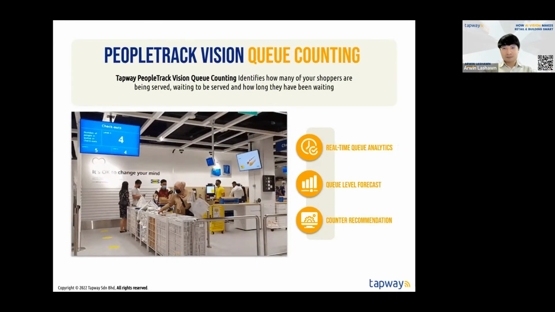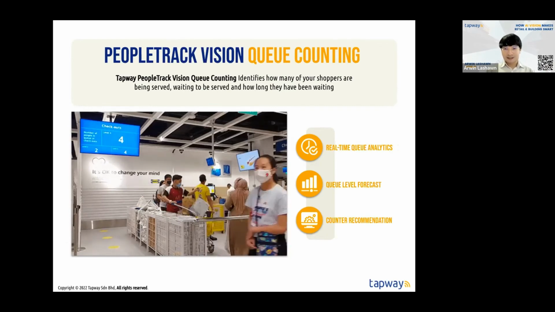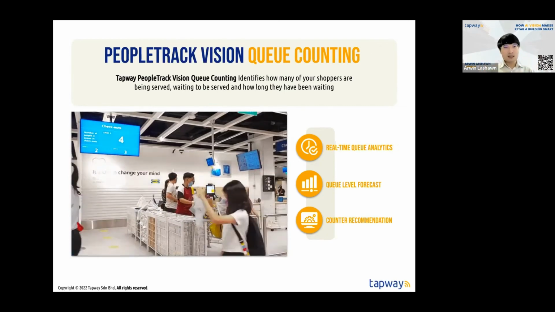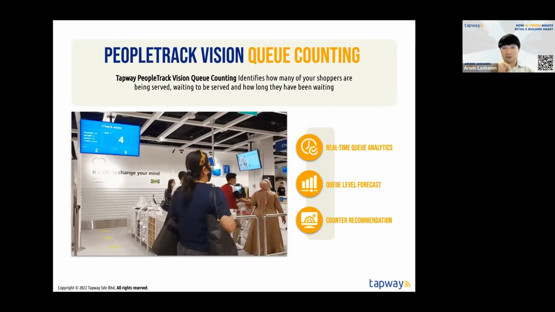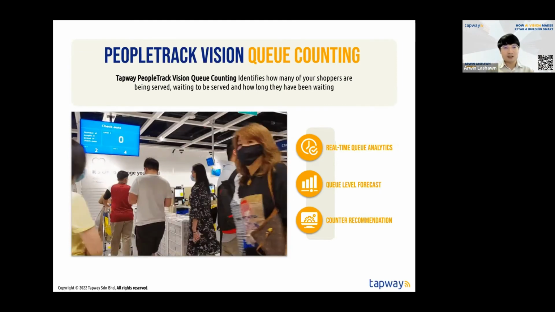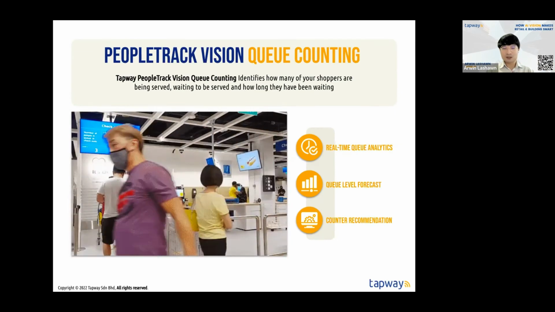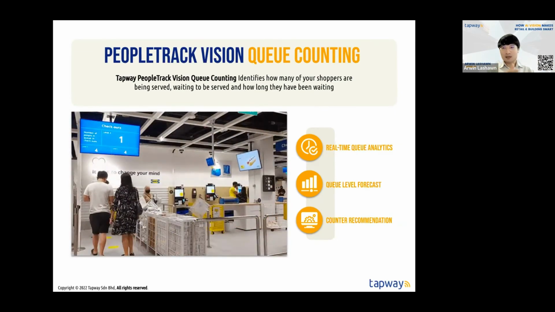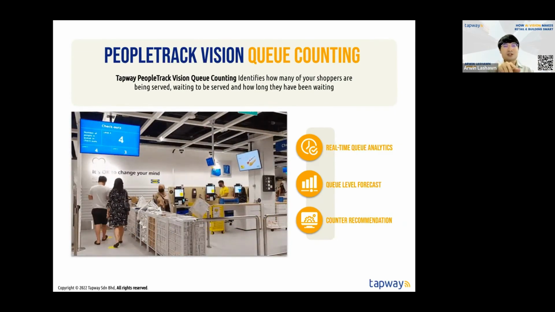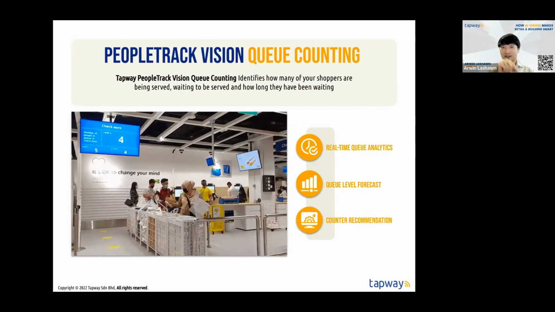Okay, People Track Vision queue counting. We would like to emphasize that this is a real-time solution. In this particular example, we have a solution deployed at IKEA Gem in Singapore. As people walk into the queue, the queue is defined by the little yellow circles on the floor. That's where the queue is.